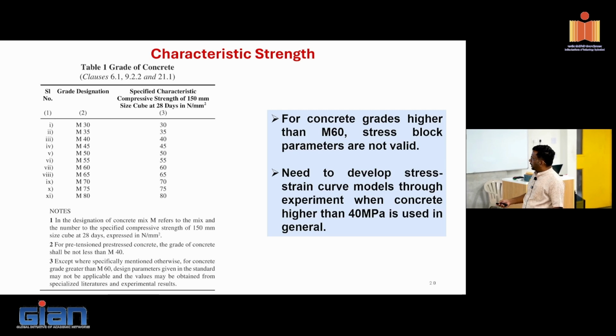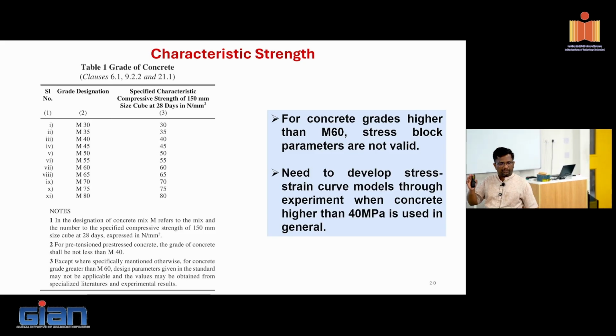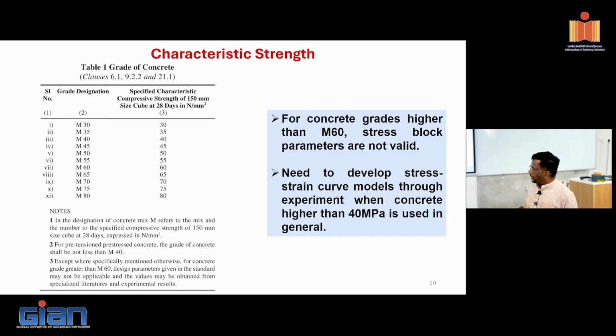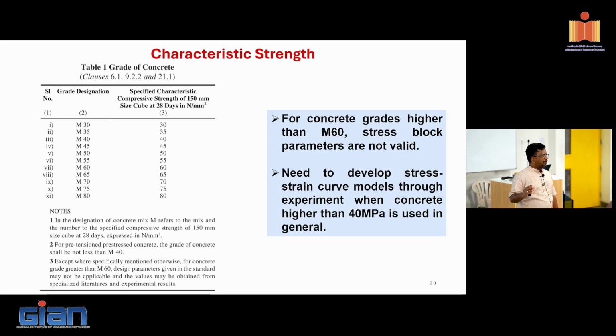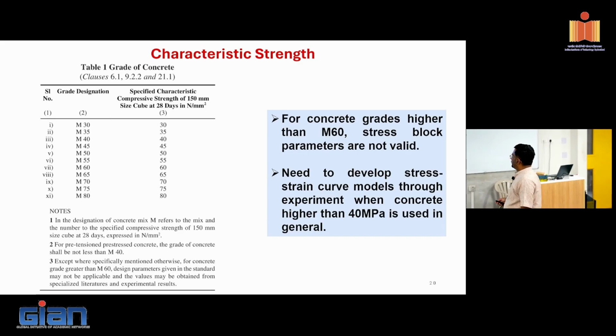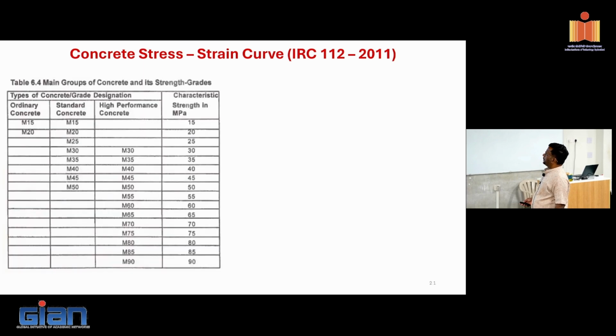So that's why the code says you can choose specialized literature and experimental results to calibrate your stress-strain curve model. Again, I'm telling you, because in precast there is now a tendency to use more and more high strength concrete. If I'm using IS 1343, in a strict sense I cannot use the design properties given in the code for concrete grade more than M60. So we need to develop our own models, typically for concrete strength higher than 40 megapascal.